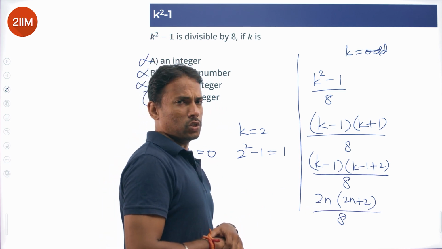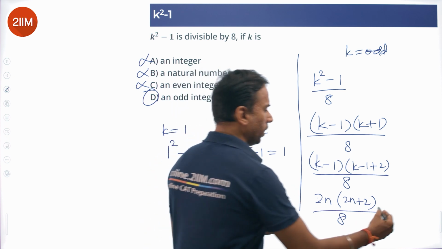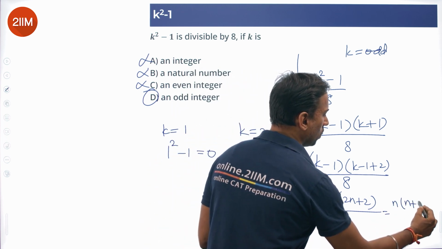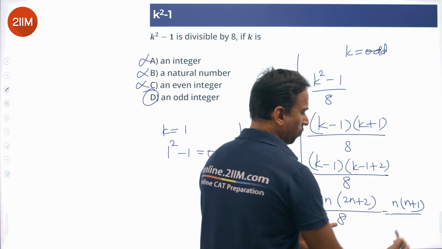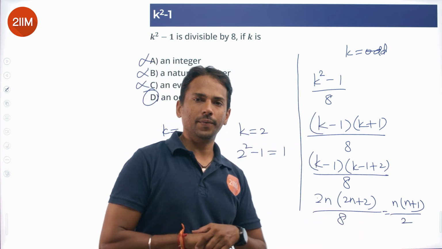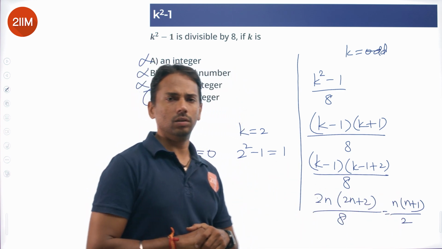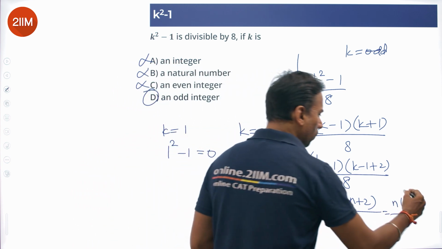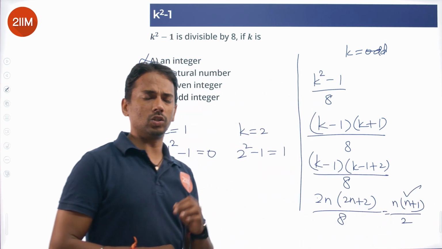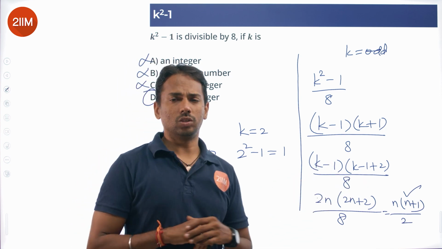One point is very sure. I can remove 2 here, 2 here. So we'll be ending up with n into n plus 1 by 2. 2 times 2 is 4. We'll have a 2 cancelled and we'll have a 2 in the denominator. 2 comes out, 2 comes out. n into n plus 1 by 2. n into n plus 1 is always divisible by 2 for any natural number. So this will be always divisible.